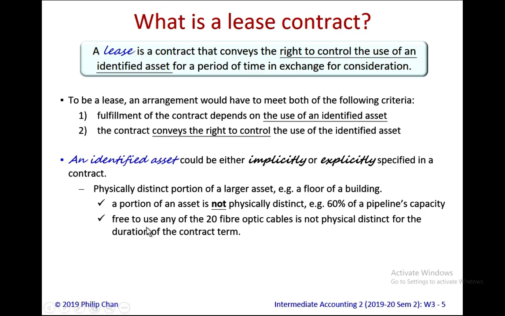Or in a second example, you are free to use any of the 20 fiber optic cables, any of them, for the duration of the contract term. Because you did not specify which cable you want to use during that period, in fact this contract will not have an identified asset, and this contract is not a lease contract as defined within Hong Kong FRS 16. So the first criterion, we kind of understand it now.